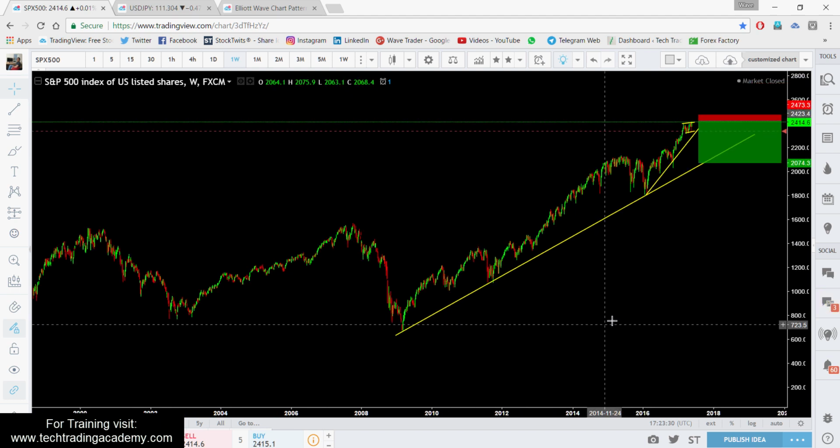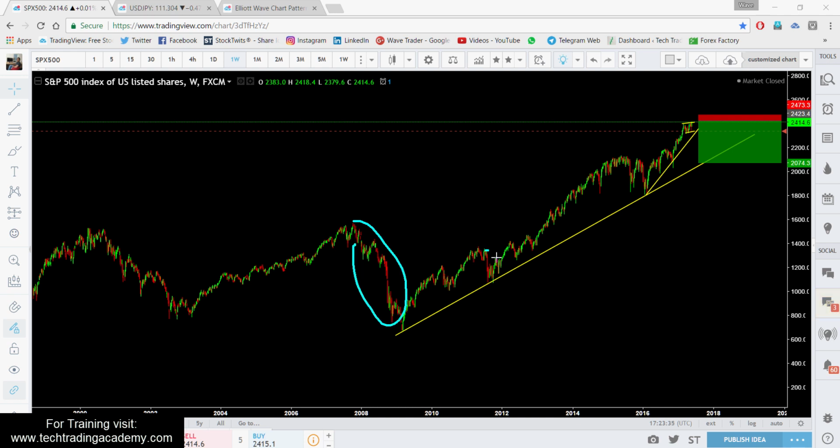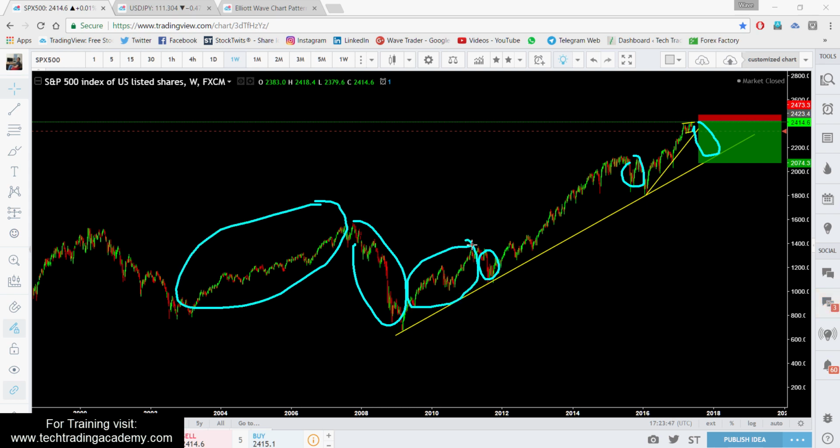Let me know, fellows. Should I look for this trade, or should I look for this trade? Which trade should I look for? Yeah, I should look for this trade. I should not look for this trade.